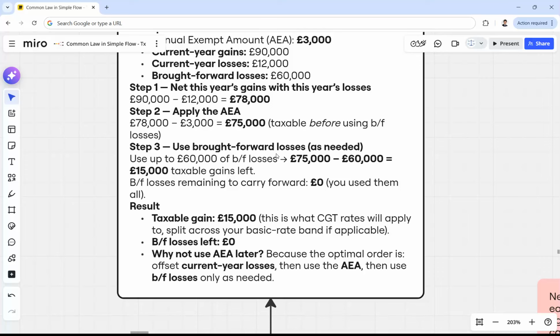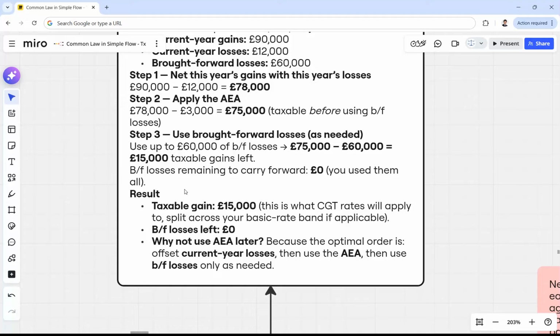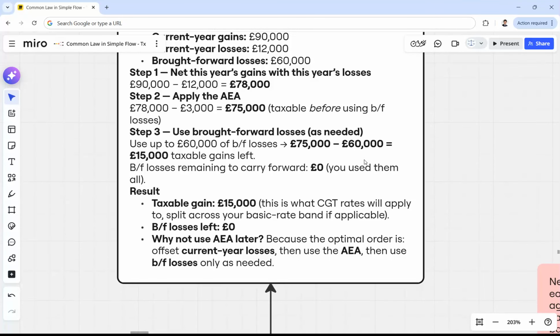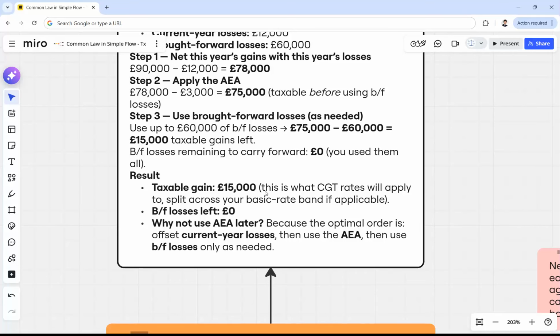Step 3, use brought forward losses. Use up to £60,000 of brought forward losses. 75,000 minus 60,000, it will be 15,000 taxable gains left. Brought forward losses remaining to carry forward will be 0, so you cannot bring forward any losses anymore. Your taxable gain is 15,000. This is what the CGT rate will apply to, split across your basic rate band if applicable. Brought forward losses left, £0.